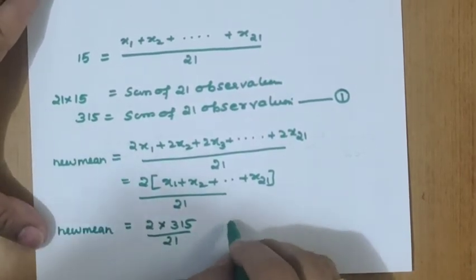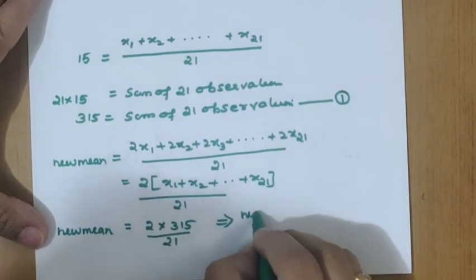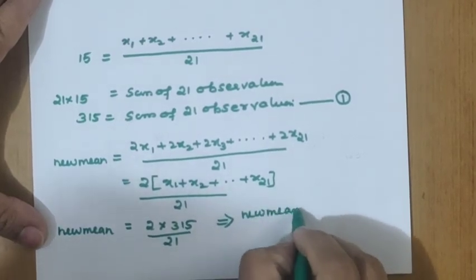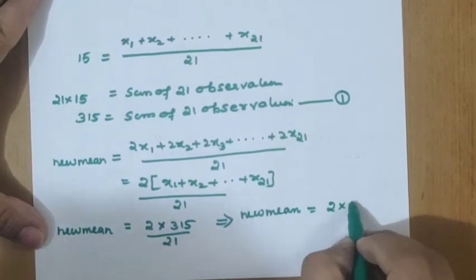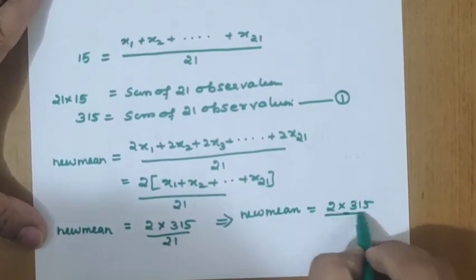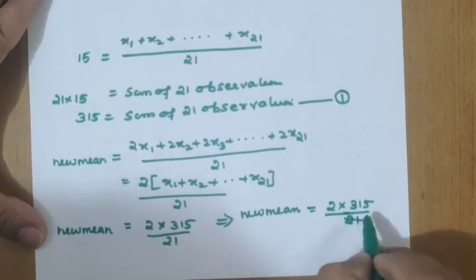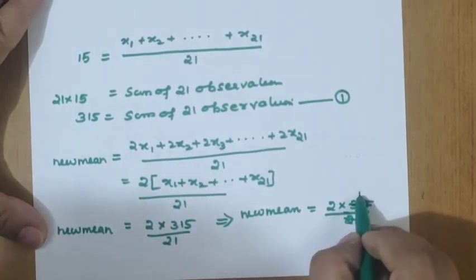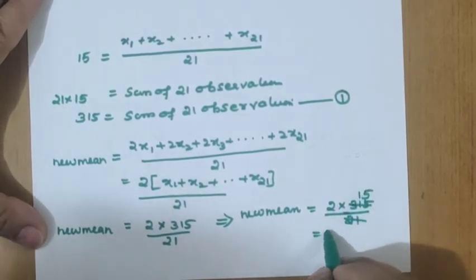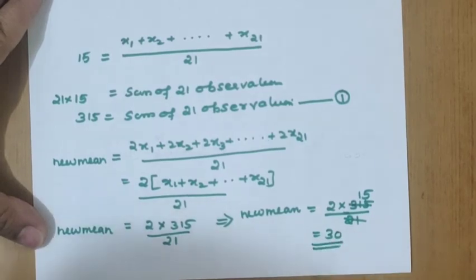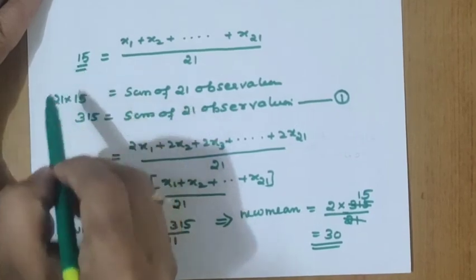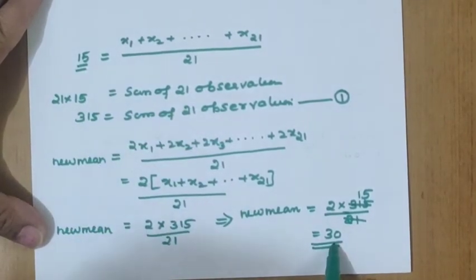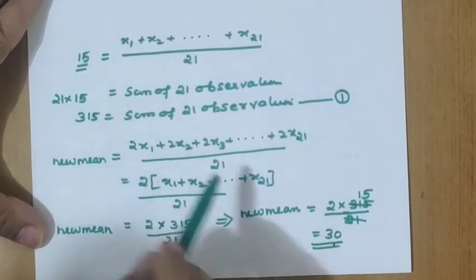So if you go for the new mean, we can cancel this one, equal to 2 into 315 by 21. Here 21 I can use here, so I'll get 15. So I'm getting 30. What is the new mean? 30. What is the old mean? Old mean is equal to 15. So what is the relation? New mean equal to twice the old mean.